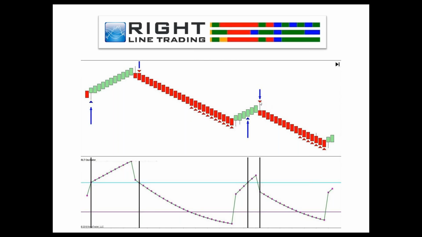I look for the down red, not the up red. The up red is telling me it's oversold. It doesn't make any difference to me. Here's the 50, cross to the upside, we get an up oscillator signal. Down oscillator signal on this cross.